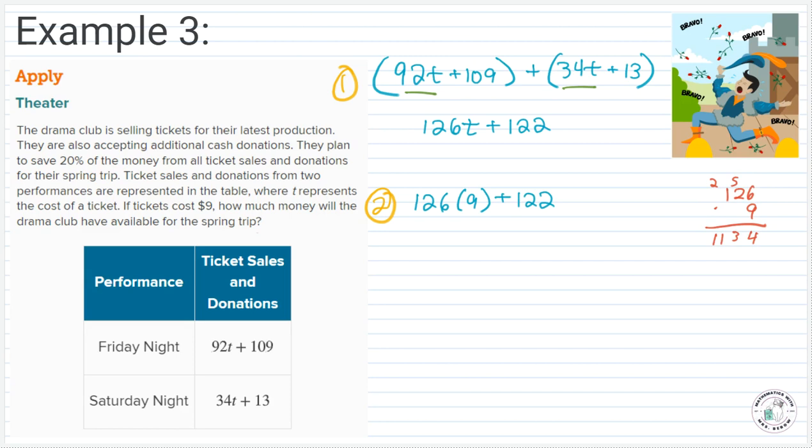So after we do that multiplication, you should have come up with 1,134. Then we're going to add 122 to that. And so now we get 1,256. Again, that is telling us how much money we made on the sales of those tickets and donations too.